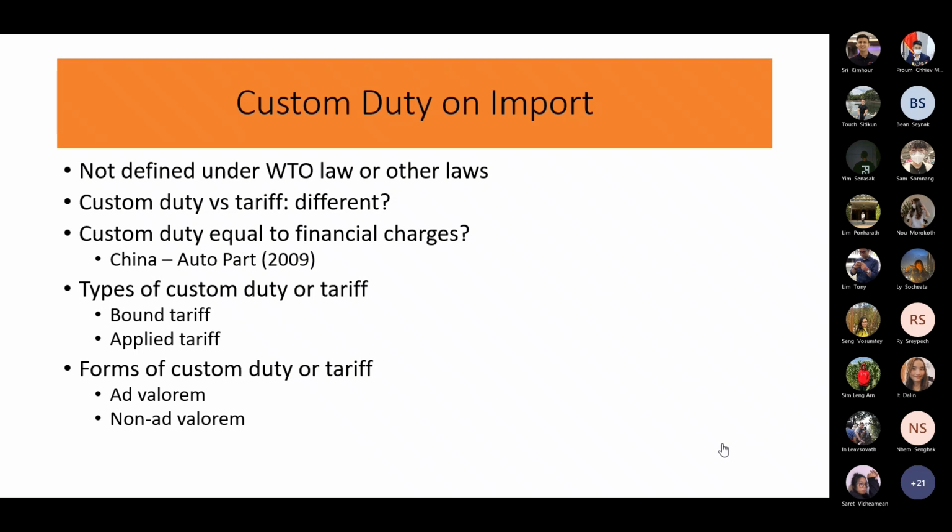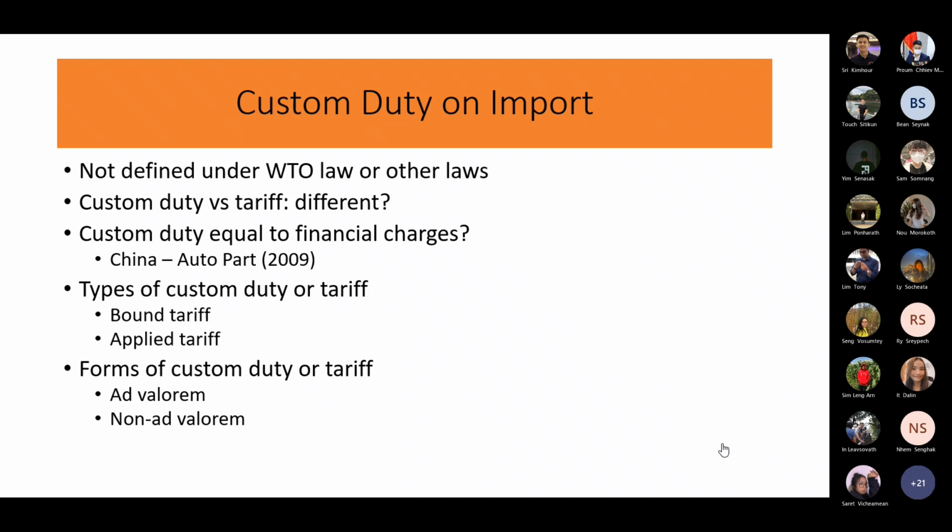But again, we have no definition. We have no determination of the definition of custom duty under WTO law or other law. Normally, we base it on precedent, or jurisprudence, or what we call case law, the decision by the judge in a previous case. So they use the decision by the judge in the previous case to interpret the definition of the word custom duty right here, right now.